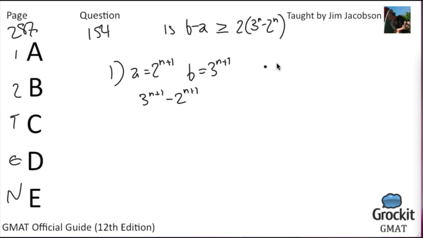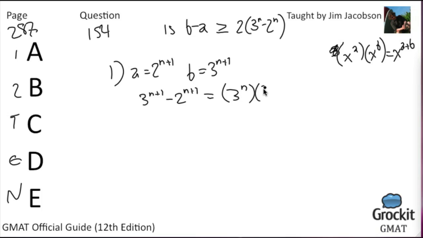And remember that x to the a times x to the b equals x to the a plus b. So 3 to the n plus 1 is the same thing as 3 to the n times 3 to the 1, and the same thing with 2, 2 to the n times 2 to the 1, which is just 2. And we can actually compare that to the original question. So is b minus a this thing?